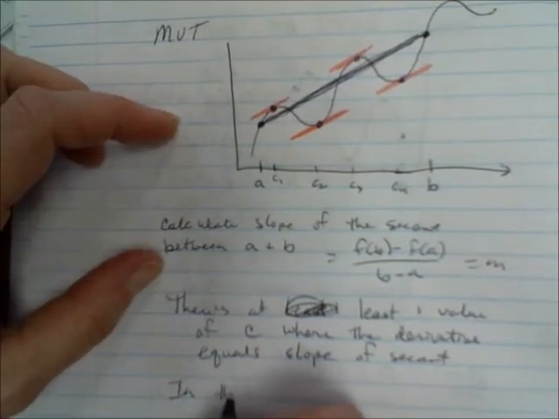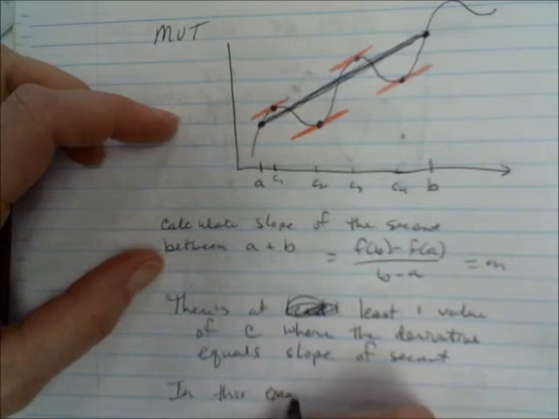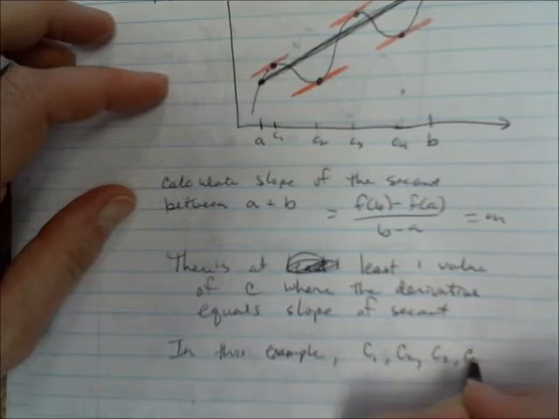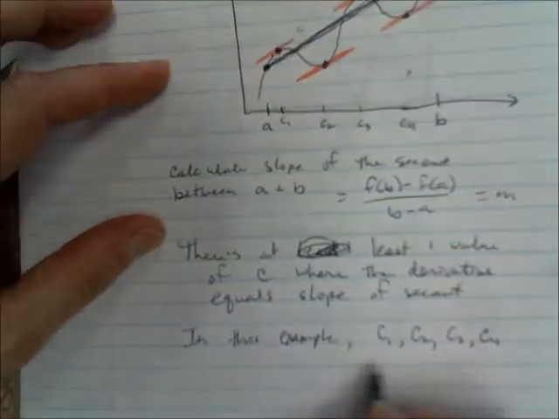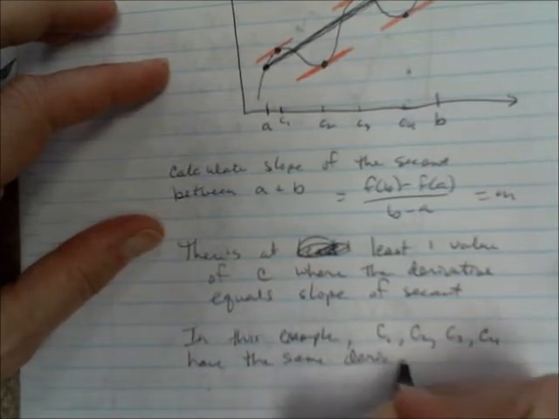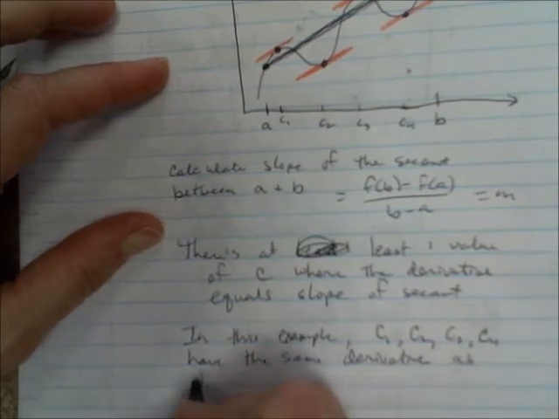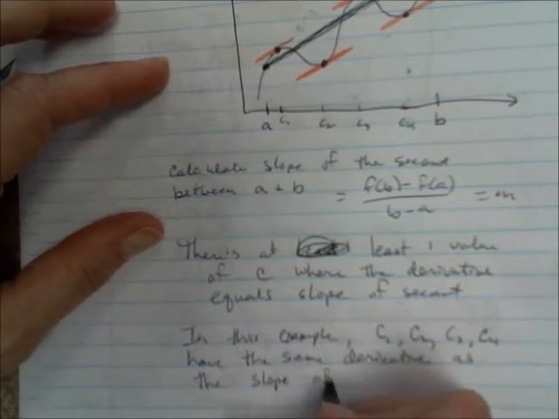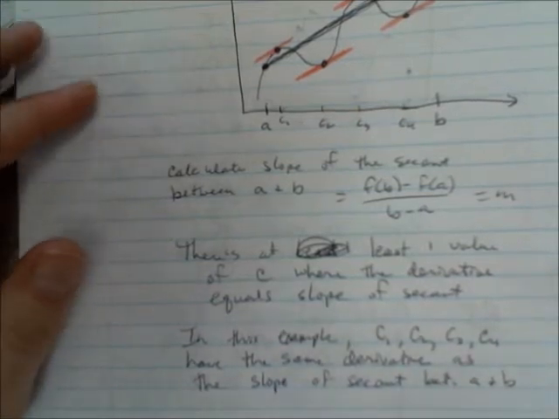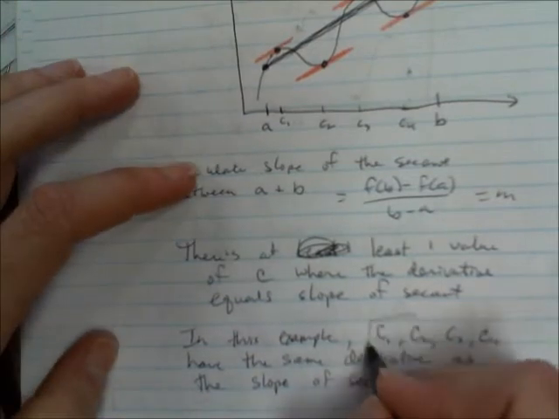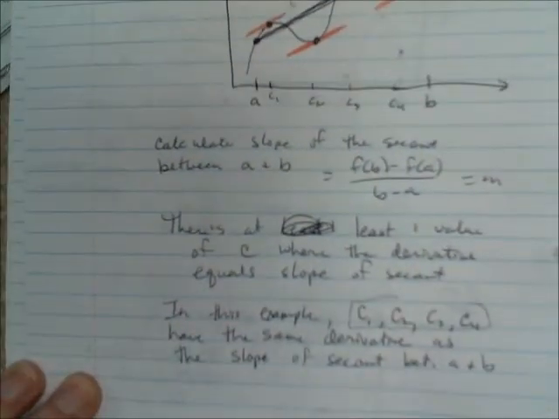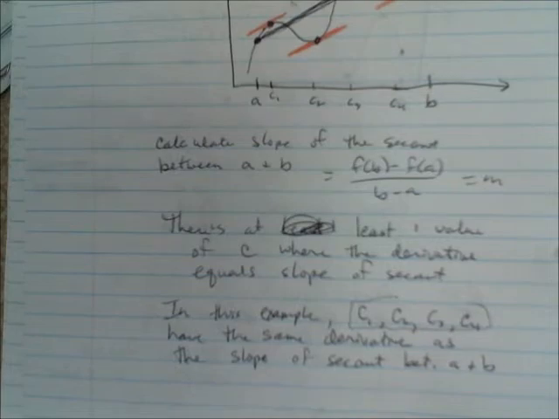So in this example, C1, C2, C3, and C4, those are all x values, by the way, have the same derivative as the slope of the secant between A and B, those x values right there. So you're solving for those x values, 1, 2, 3, 4. And that is the mean value theorem in a nutshell.